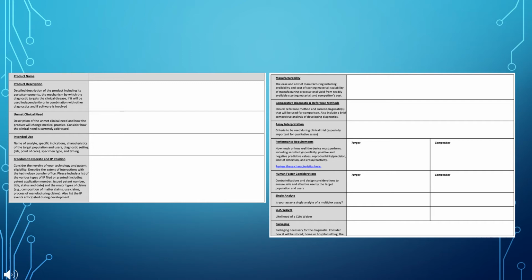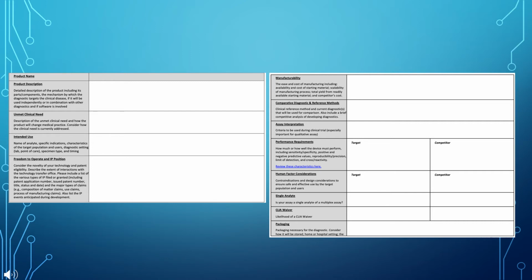Single analyte or multiplexed. You may be developing an assay that targets a single specific mutation as relevant to a particular disease state. Or perhaps it looks at a multiplexed array of different analytes, the interpretation of which gives an outcome. And you'll want to talk about what exactly your test is doing below that.